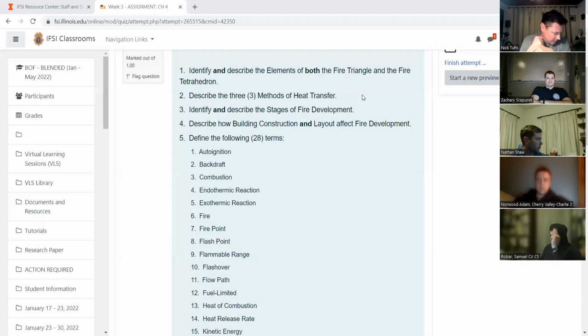All right. So number 4, I think this one is pretty important. And that material can be found on page 165 to 176. It's the end of the chapter. And the question is to describe how building construction and layout affect fire development, okay? And there's a lot there. I mean, it's almost 10 pages of material.